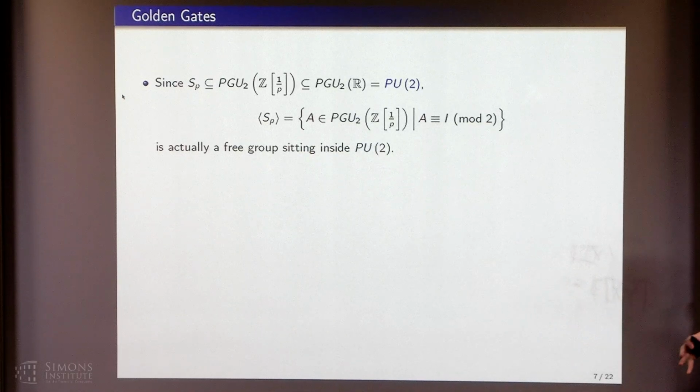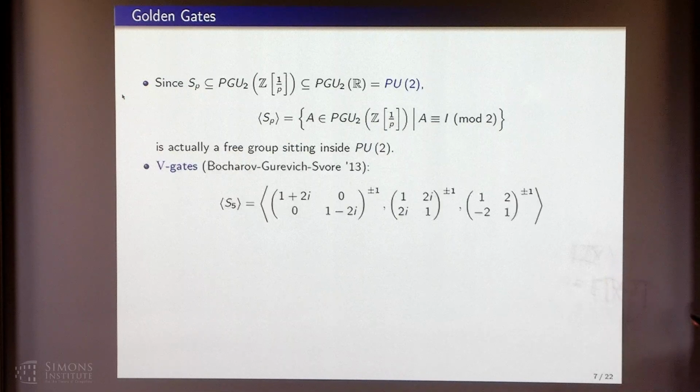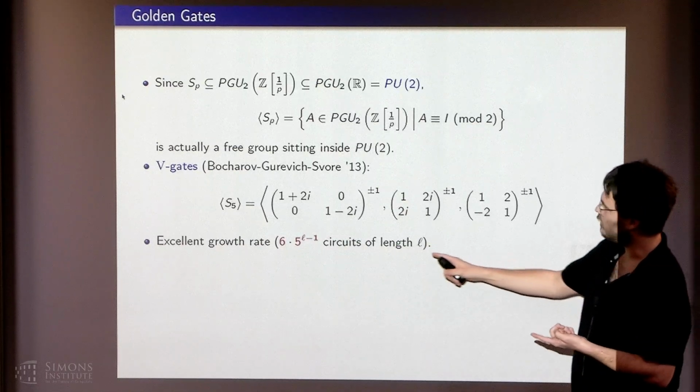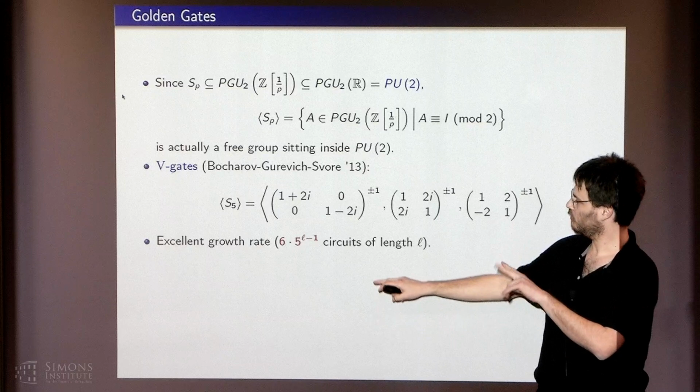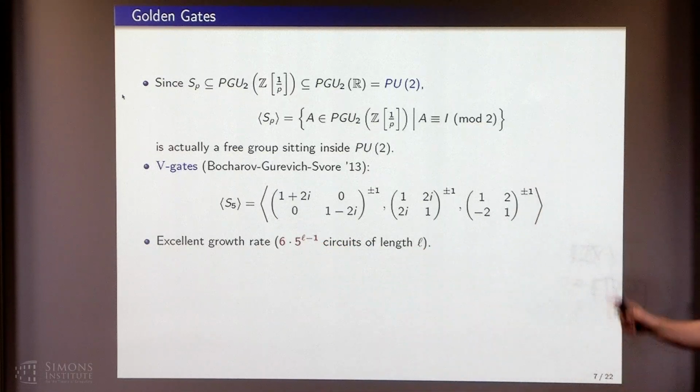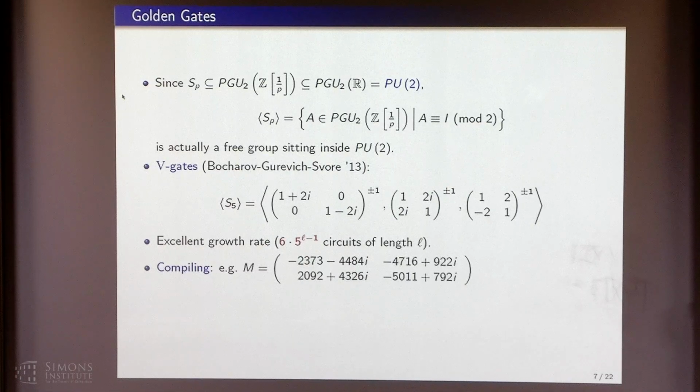So free group is good. It means I get as many circuits as I want. Not completely, okay. And this was carried out in the paper of Bocharov, Gurevich, and Svore. They realized that they can use this thing to build what they call V gates. V comes from the 5, the fact that this has to do with 5. And they analyzed how good these gates were for quantum computation. So the growth rate is really good. It's not 6 to the L because you have inverses here. So you get only 5 to the L circuits because for every matrix you also have its inverse. But it's very good. And we can do the compiling nicely.